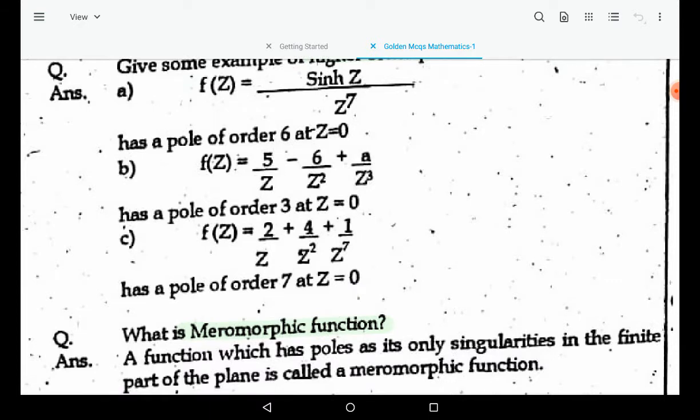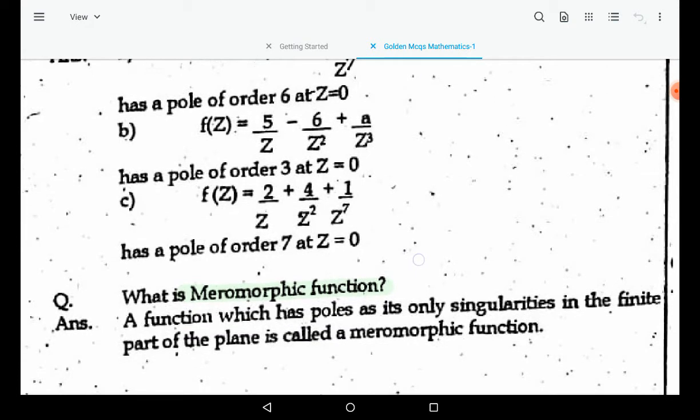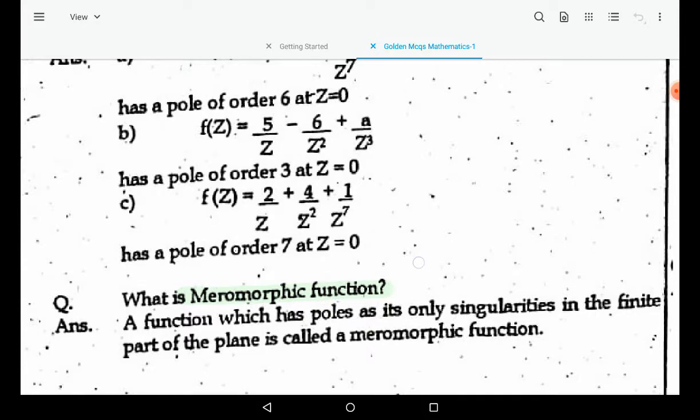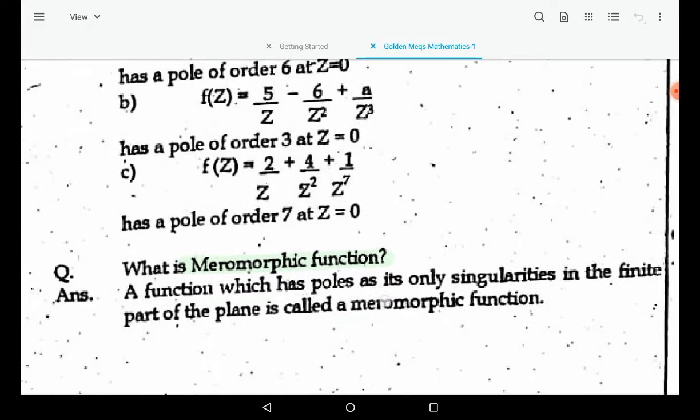f(z) = 5/z - 6/z² has a pole of order 3 at z = 0. f(z) = 2/z^1 + 4/z² has a pole of order 7 at z = 0.